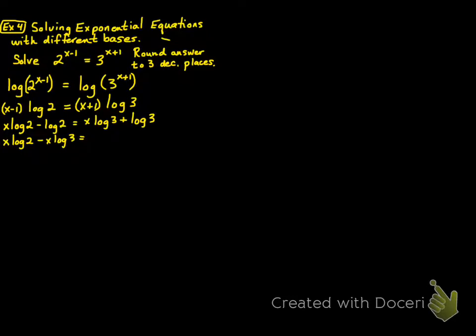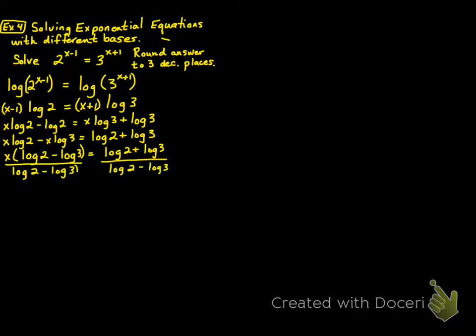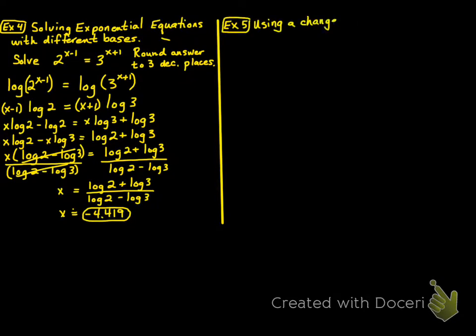equals, I'm going to bring the log 2 to the other side, so I'm going to get log 2 plus log 3. Now I can factor the x out of the left side. So if I did that, I'm going to get x times log 2 minus log 3 equals log 2 plus log 3. Then I can divide both sides by log 2 minus log 3, and canceling and evaluating this and plugging that in my calculator, I'm going to get a value of negative 4.419.